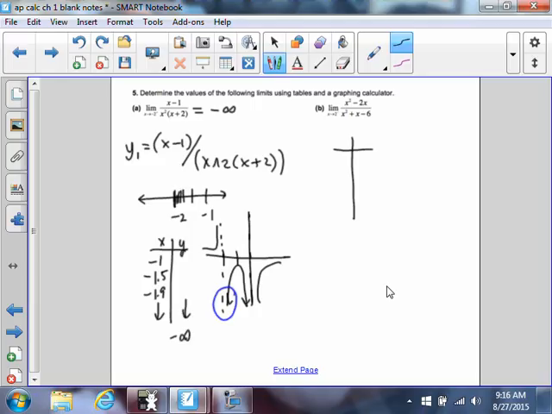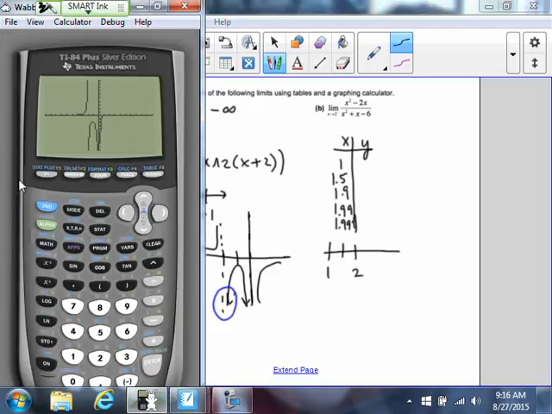So when we do this next one, we're approaching, what is it, 2 from the left now? So again, if you need to draw a little number line, if you're approaching 2 from the left, you need 1, 1.5, 1.9, and so on. All right, and then you'll see that this one should have a vertical asymptote.